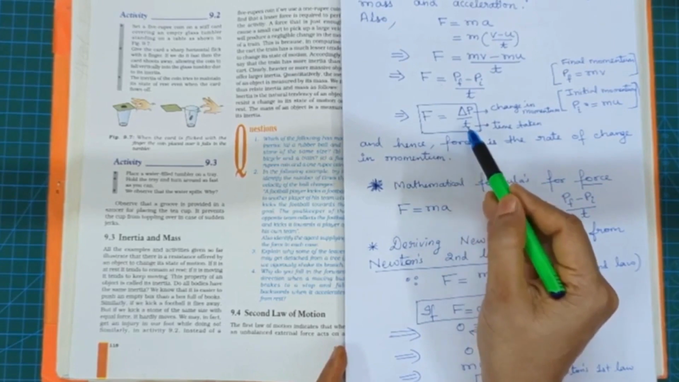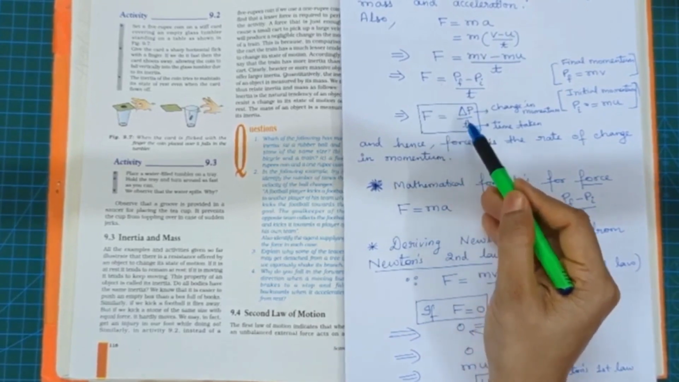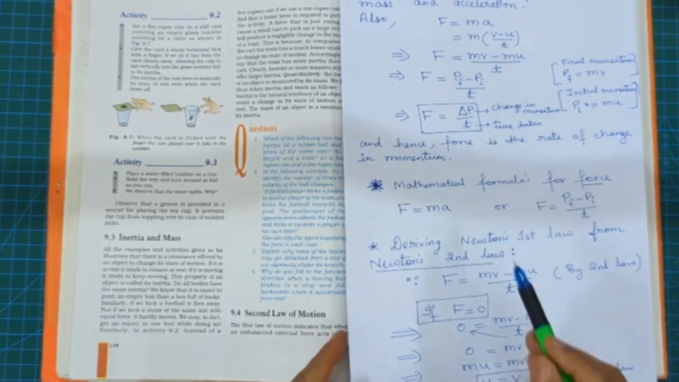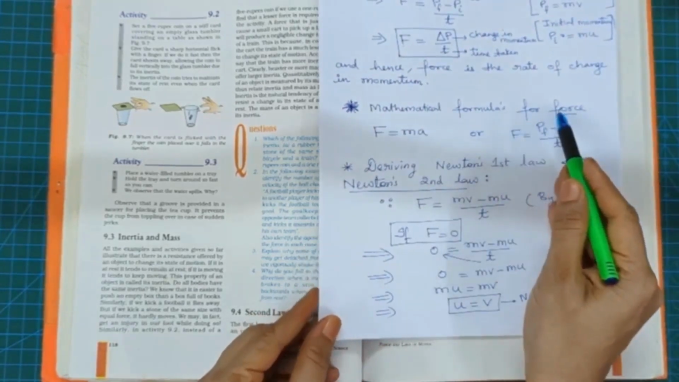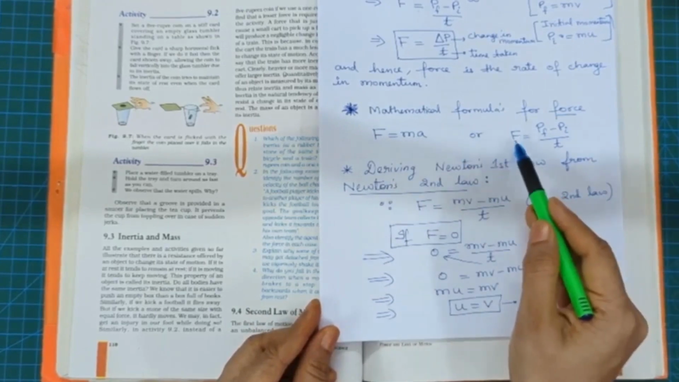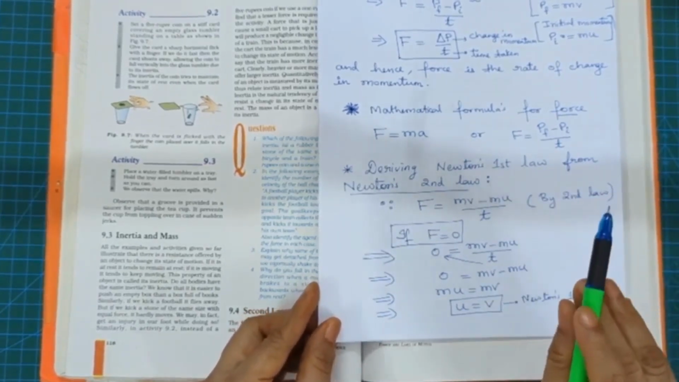So force is the rate. Rate means with respect to time. Force is the rate of change in momentum. So this is the second formula for force by Newton's second law of motion. So the mathematical formulas for force by Newton's second law of motion are F is equal to ma and F is equal to rate of change in momentum. That was Newton's second law.